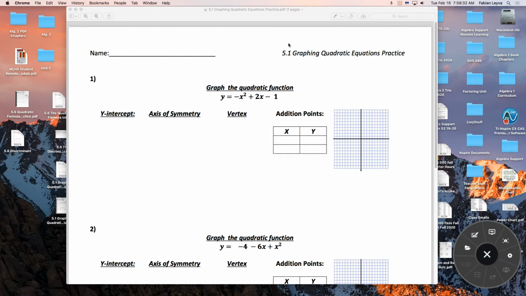Now keep in mind that I did assign both of these assignments on Friday, but the notes took a little bit longer than I wanted to in class, so I said, okay, just do the notes and we'll tackle the practice next week, and that's what we're doing today.